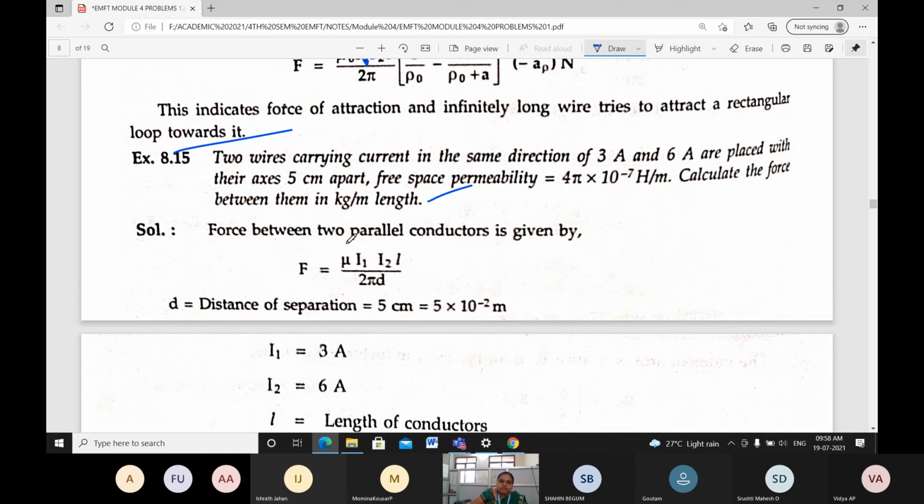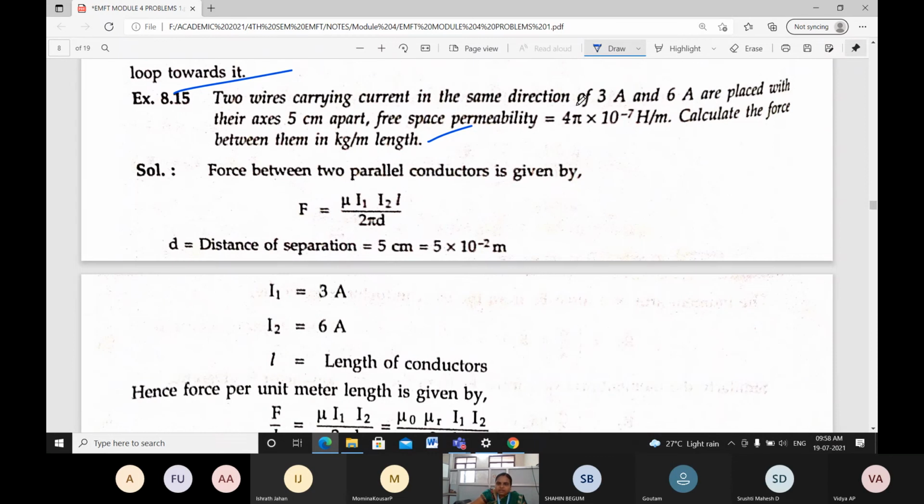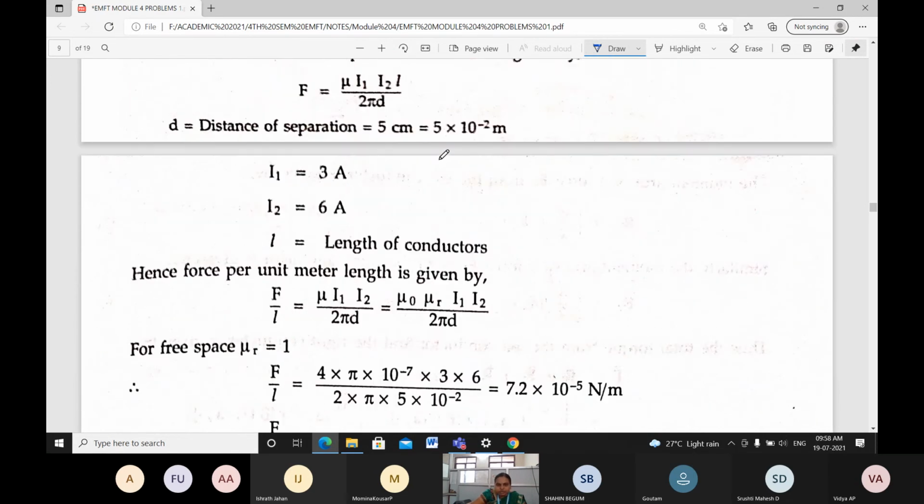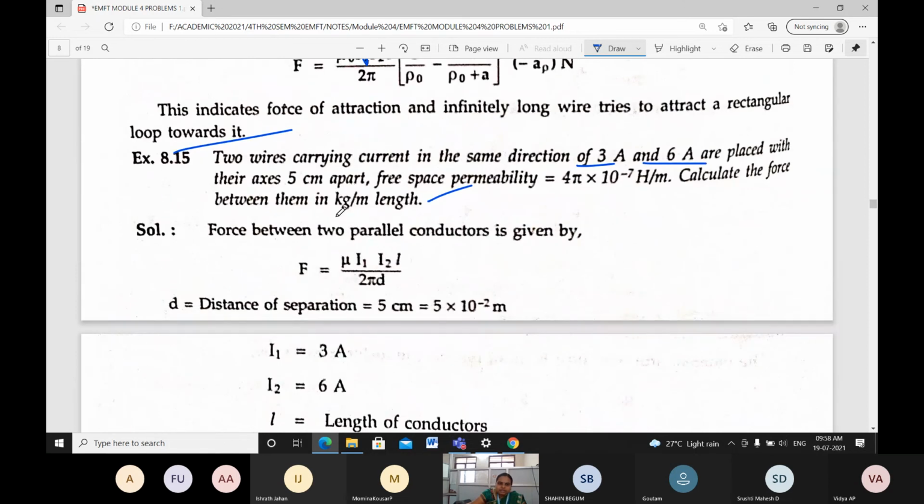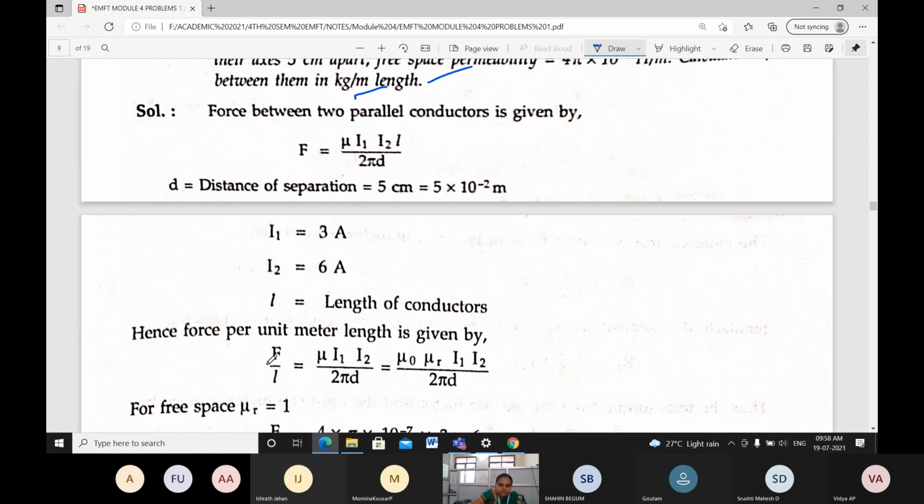Therefore, F is going to be mu times I1 I2 L divided by 2 pi d. The separation distance is given as 5 centimeters. I1 is already given, I2 is already given. What is L? The length of the conductor, that you have to find out. Observe one more thing: they asked in terms of kg per meter. Per meter means length should be in the denominator. For that reason, force per unit meter length is given by taking L to this side.